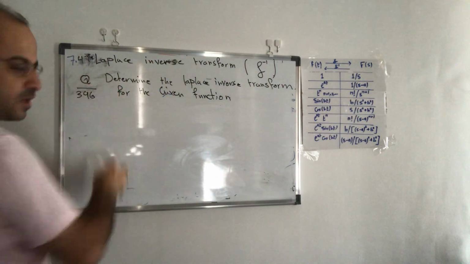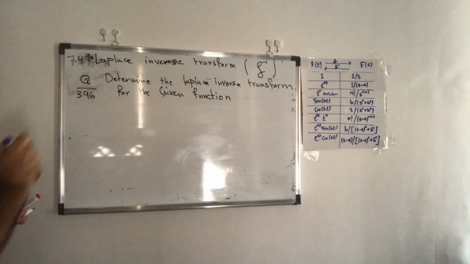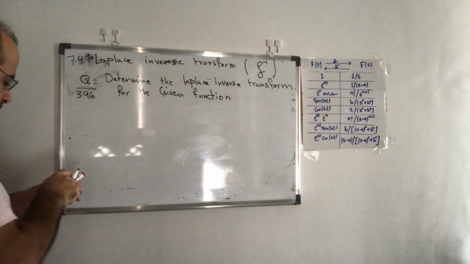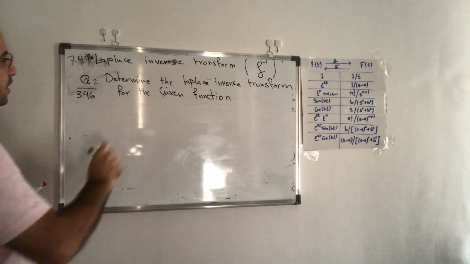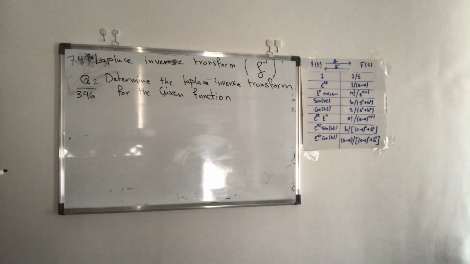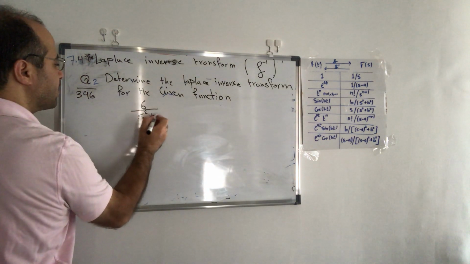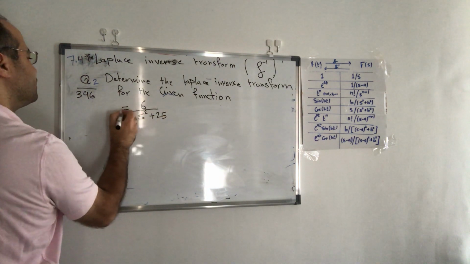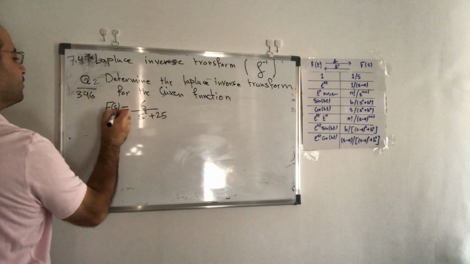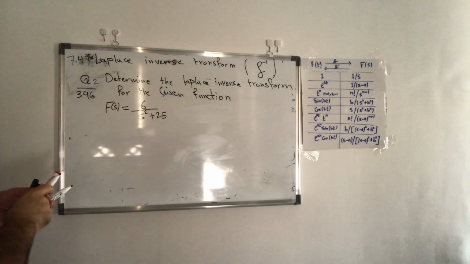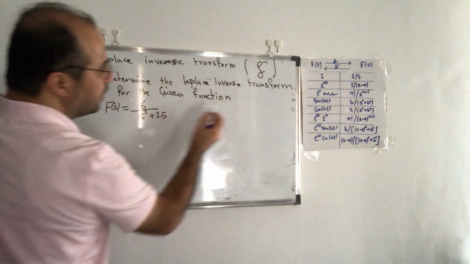Now I'm going to question number 2. Here is question number 2. And what is the question? The question is saying the following. You have 6 over s squared plus 25. This is your F of s.